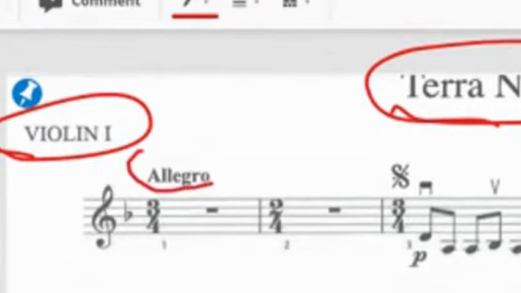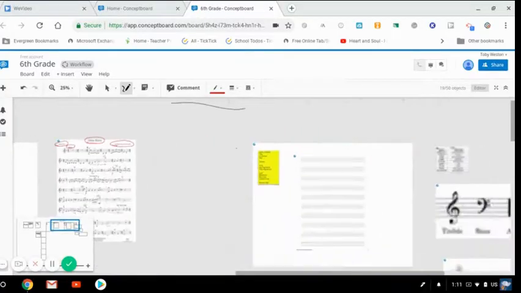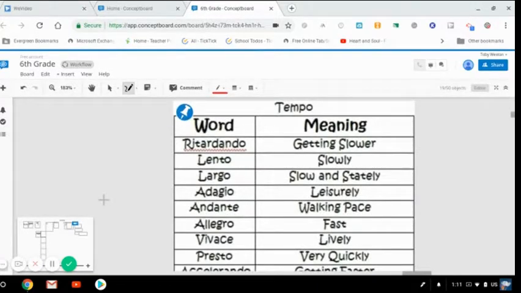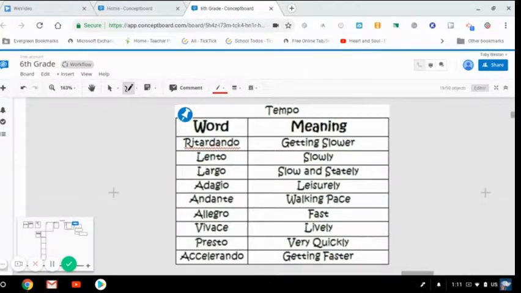Tempo, or the speed at which the piece should be played. Right here is where the tempo goes. The tempo is how fast the piece will go, or slow. So, here's a chart for tempos. They're Italian words usually that are written there. So, for example, if it says lento in that spot, the piece is supposed to be played slowly. If it says largo, slowly. Adagio, leisurely. And allegro is fast. We'll learn those later.